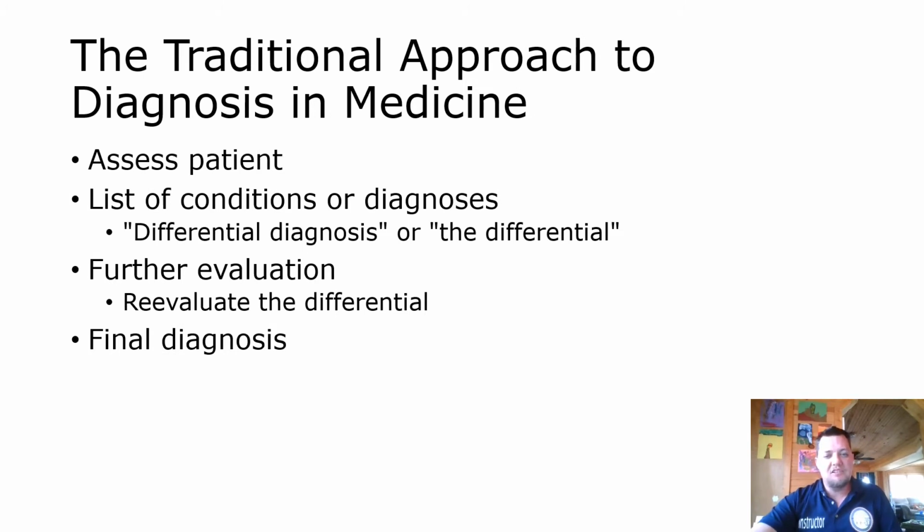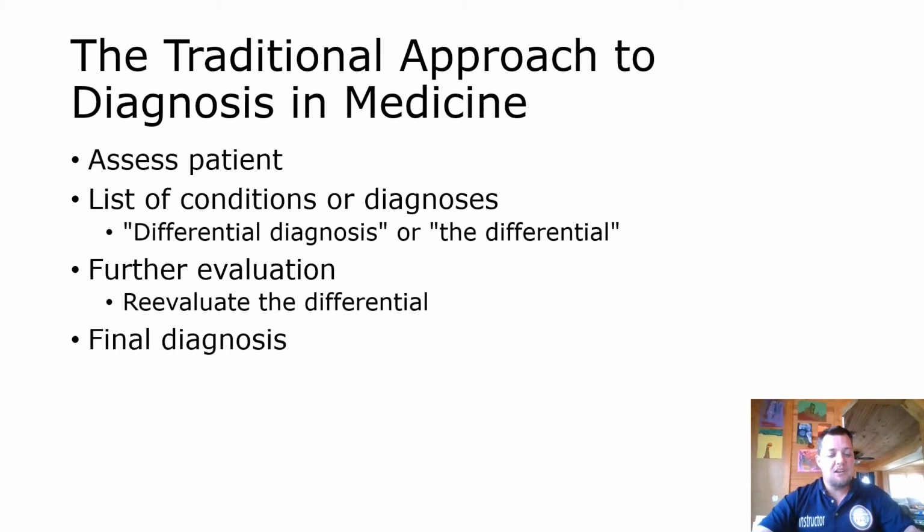The traditional approach to diagnosis in medicine is to assess the patient, list the conditions or diagnoses, which we call the differential or the differential diagnosis, then do further evaluation, reevaluate the differential, and reach a final diagnosis. So basically, you're going to assess the patient. You're going to find out what's going on, what kind of symptoms and problems they have. And then we're going to look at their medical history as well. Okay, so that all goes into it. Then we're going to list out what we think it could be.